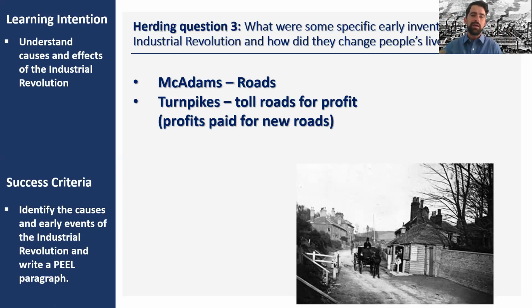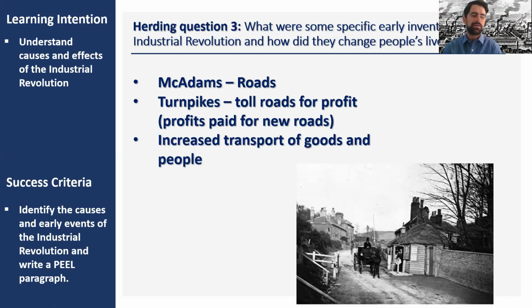They would collect money, and that money again would go back into the economy, but would also be used to create new roads. And a new network of roads developed where you had to pay money to use the road, just like we have in Dubai, which made people able to travel a lot quicker. And again, the same impact that we saw with the steamboat, it increased transport of goods and people.